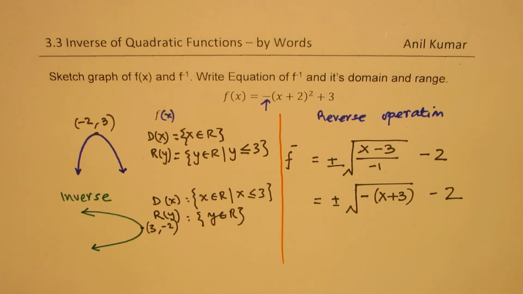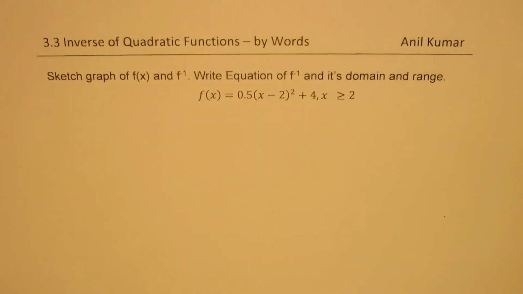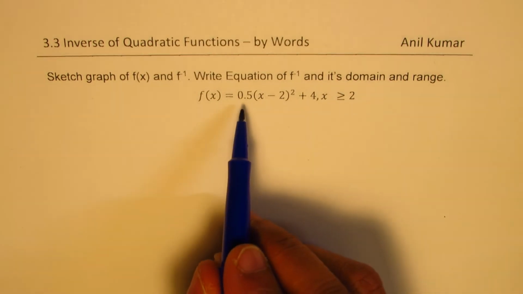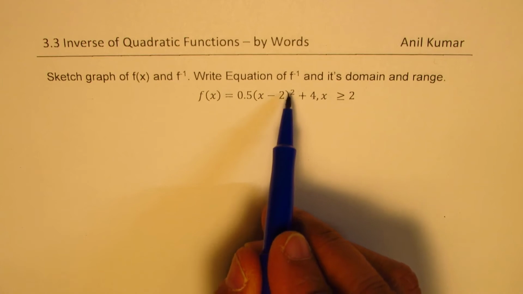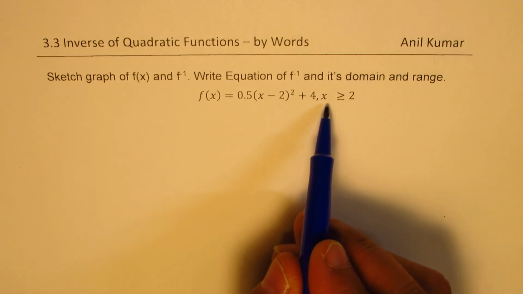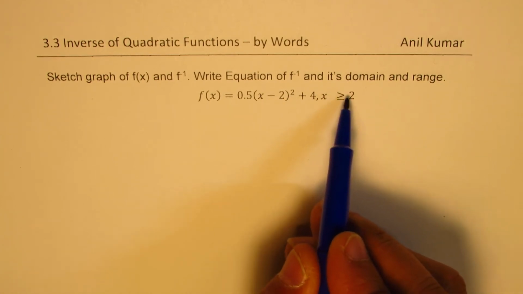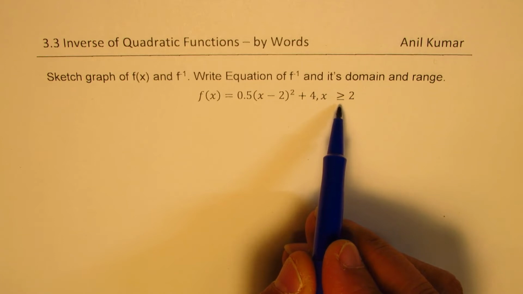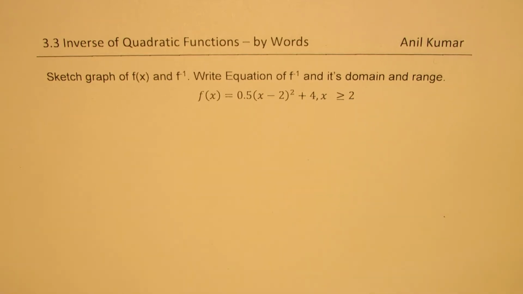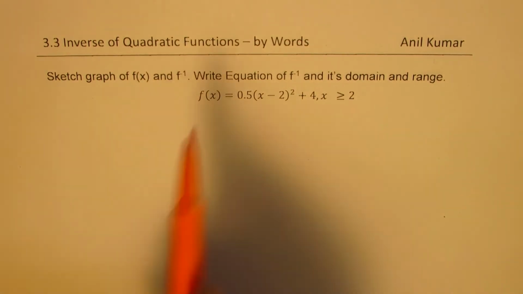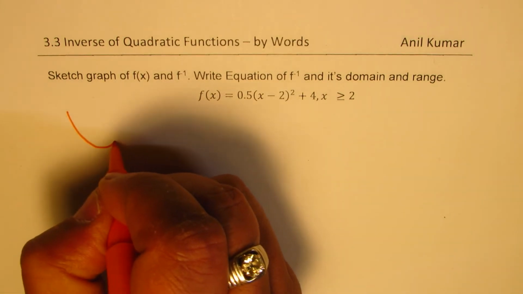Now let's take the next example. So I hope this concept, when the domain has no restriction, is absolutely clear, okay? Here is part C, where the function is 0.5 times x minus 2 whole square plus 4, and we are talking about x which is greater than equal to 2, right? So this is a parabola which actually opens upwards. So let me just sketch a parabola opening upward first.